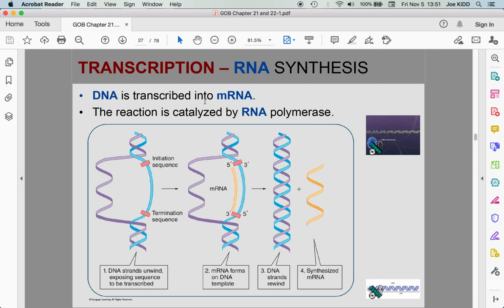DNA being transcribed into mRNA. How does this process work? Well, again, we're going to have some sort of protein to make the RNA. What happens is part of whatever sequence of DNA we need will unwind, and we'll have this single strand exposed. The mRNA will be transcribed using the appropriate bases to create the mRNA. The DNA strand will then rewind, and the mRNA is then synthesized.